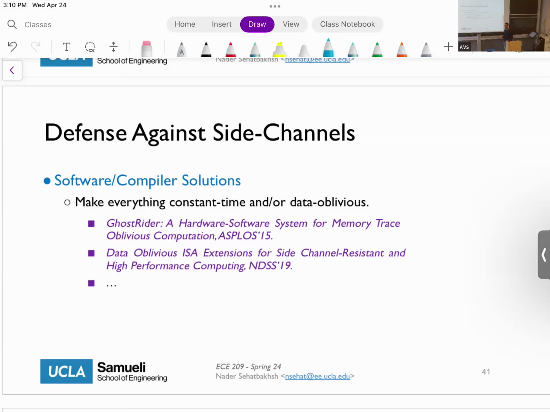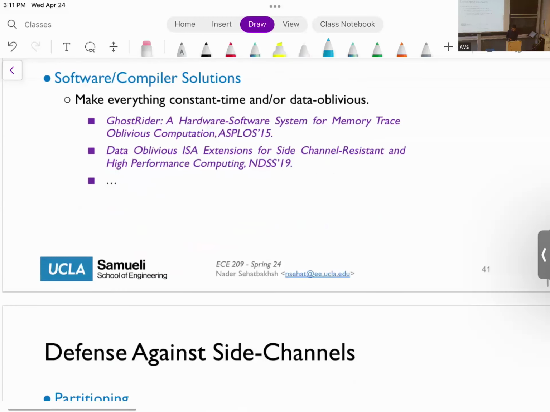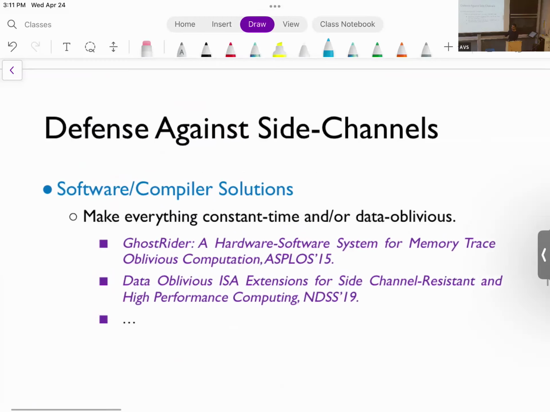This is very hard to achieve because you need a good model of the timing model of your system. Plus, you need to add this in every single place. That means your code size will grow, your power consumption will grow, your performance will drop, and all those things. But it works very well because you cut it from the source. You never actually leak any information. And by the way, this can be done either at the software level or at the compiler level.